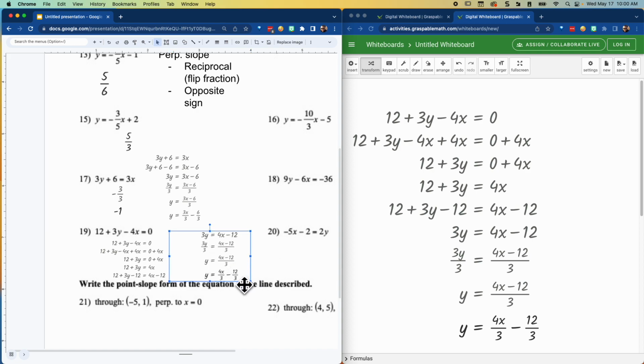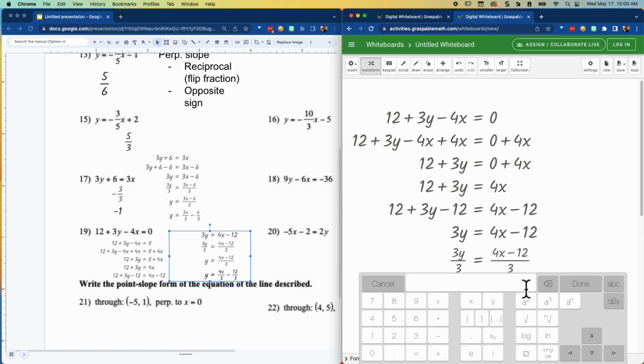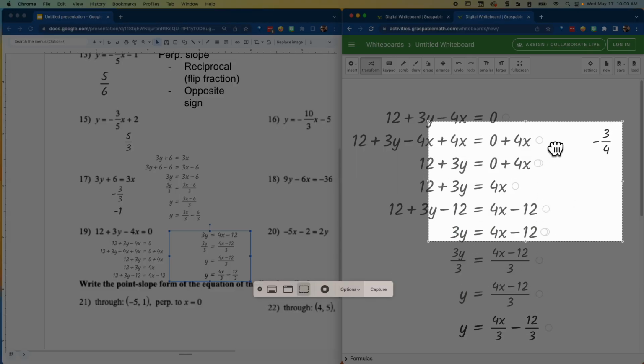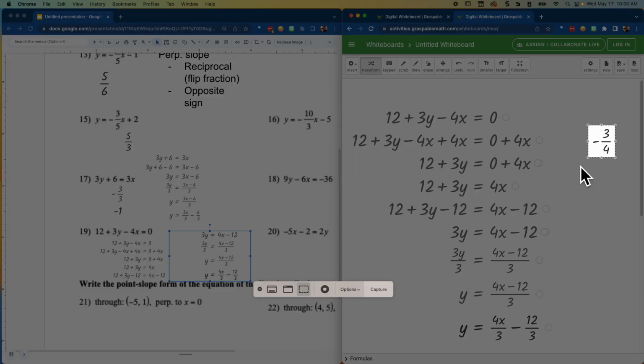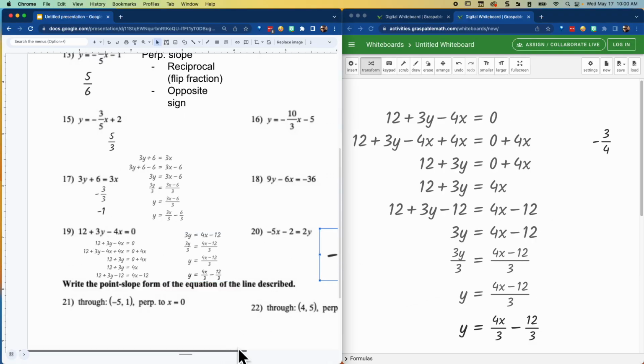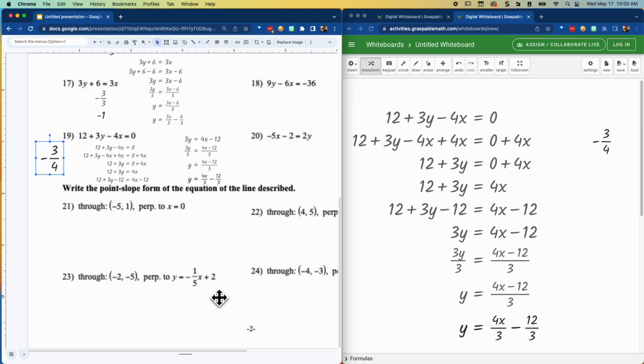Cool. And what is the perpendicular slope? So the slope is 4/3. The perpendicular slope, you would flip it and change the sign. So 4/3 becomes 3/4, and we're going to change the sign to negative. So that is my perpendicular slope. It's negative 3/4. That's my answer there.